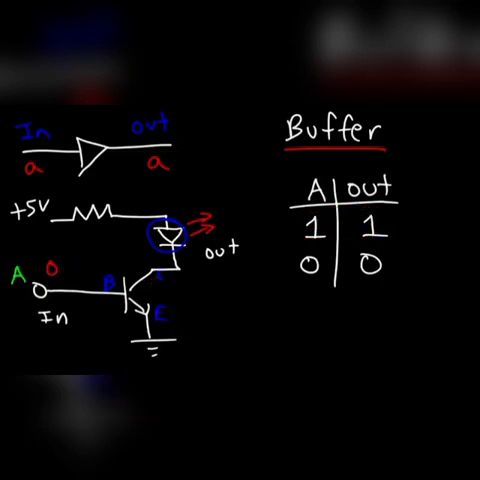Now, what about if the input is off? So in this case, we have a 0 at the input. If there's no voltage at the base, then the transistor will be off. No current will be able to flow from the collector to the emitter. Therefore, the LED will be off as well. And so that's basically the buffer logic gate. If you have a 1 in the input, you're going to have a 1 in the output. If you have a 0 in the input, you have a 0 in the output.